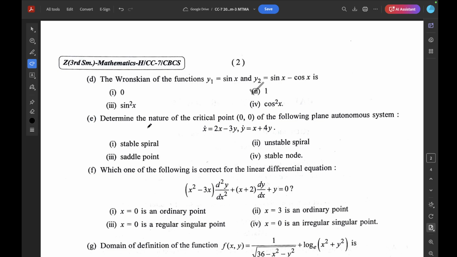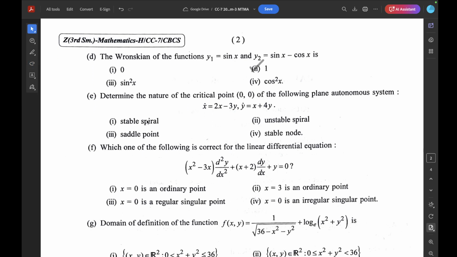Next question: determine the nature of the critical point (0, 0) of the following plane autonomous system: ẋ = 2x - 3y, ẏ = x + 4y. Here the dot means differentiation with respect to t, that is dx/dt, and this is dy/dt.